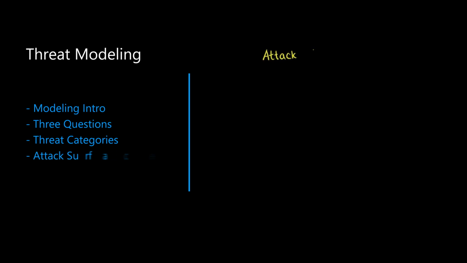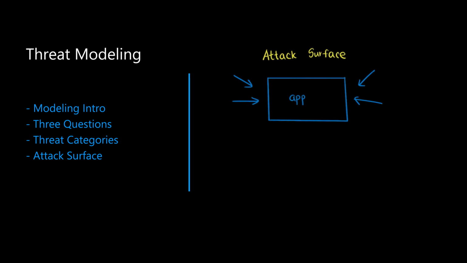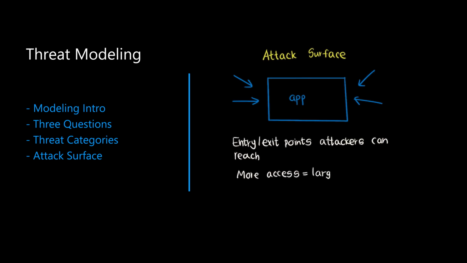The attack surface is the set of entry points and exit points in an application that an attacker could reach. Code restricted to local access by an administrator has a smaller attack surface than code exposed to remote access by anonymous users. The more accessible your code is, the larger your attack surface gets. Testing should cover every code path that falls within the attack surface.